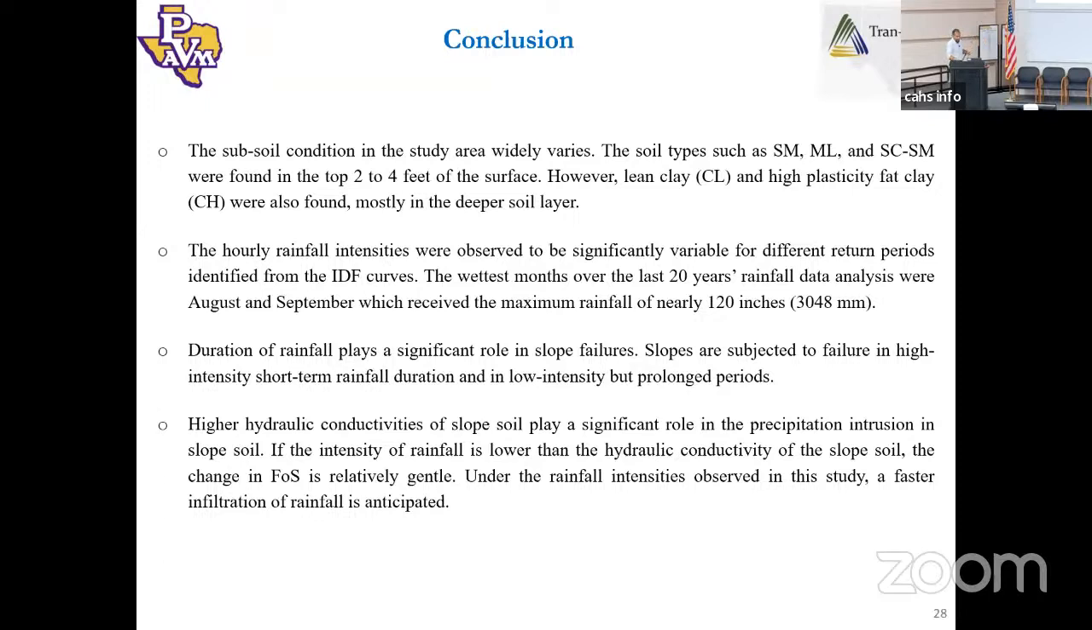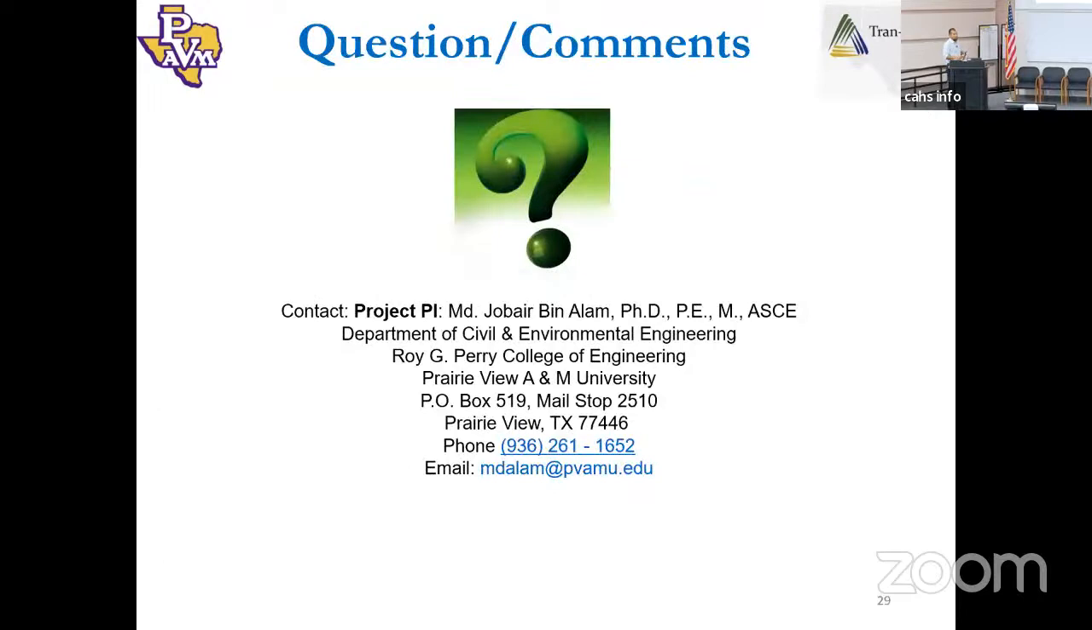So we saw that the rainfall intensity, from low to high and for different duration periods, causes significant problems to the slopes, and that causes the slope to fail. Initially, it starts as a shallow slope failure, and then if it is not repaired immediately, it will go to the deeper layer, and eventually there will be a catastrophic slope failure. And that causes TxDOT to spend millions of dollars to repair all these slopes. That's all from me. Thank you so much.